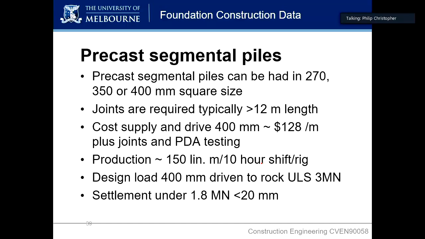So we've given you some costs here. Supply and drive, $128 per metre plus the joints. We've given you some timing as well and some design loads. So ultimate limit state 3 meganewtons, working load 1.8 meganewtons. So there's not a lot of calculations that need to be done here. This is for your geotechnical design capacity.